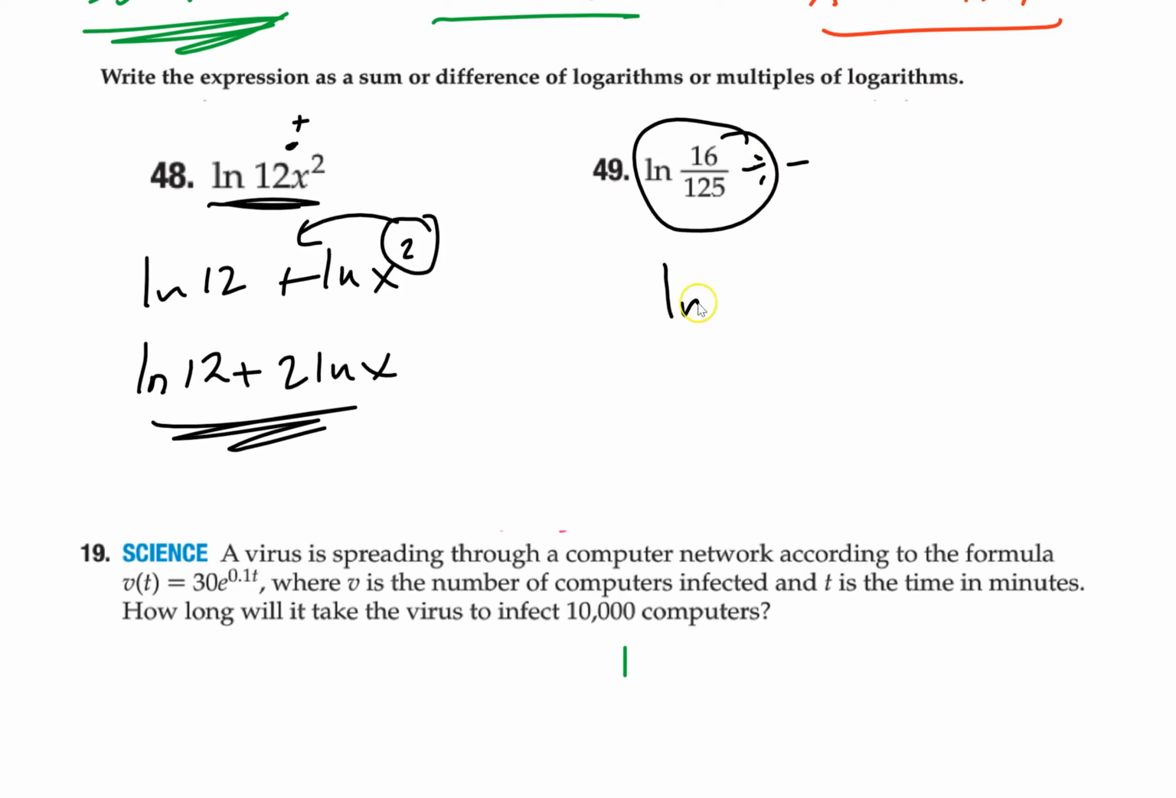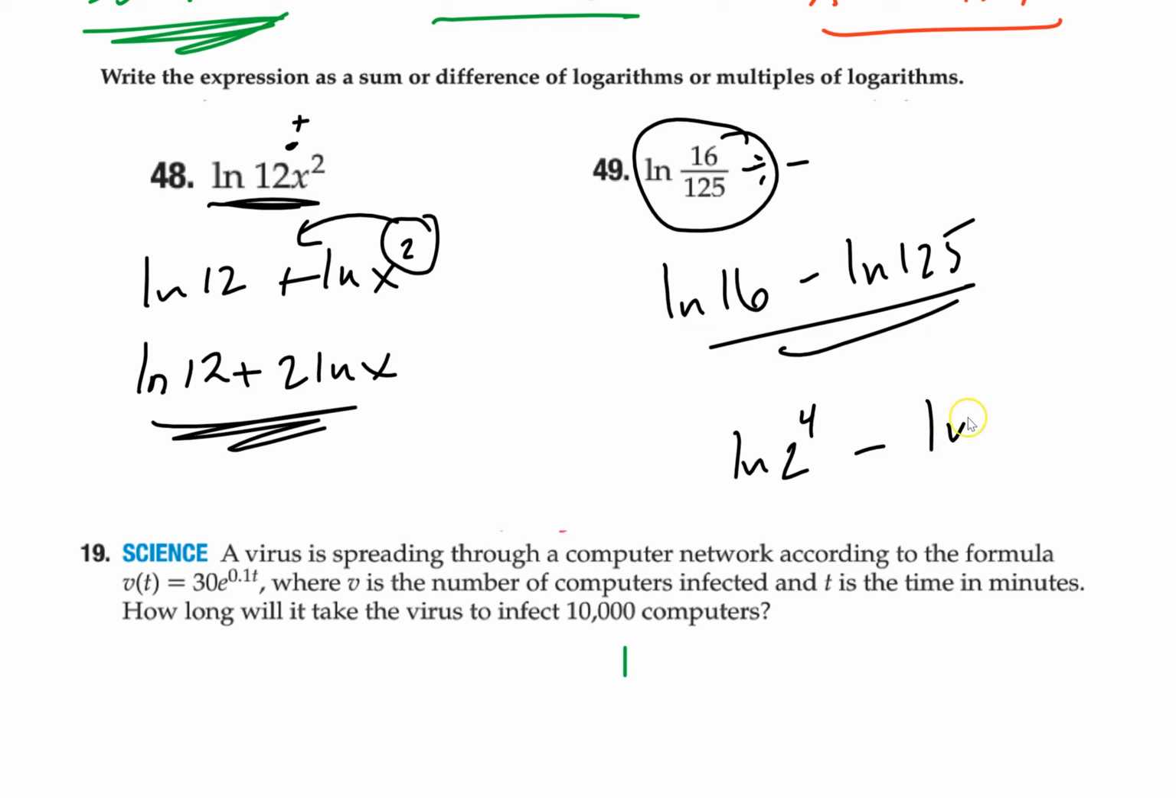So let's do that. Natural log of 16 minus natural log of 125. And you're done. Unless you want to be a go-getter and rewrite this as 16 is 2 to the 4th minus natural log of 5 cubed. And then you can move that to the front, 3 natural log of 5. But they're the same thing. If they didn't show you powers, you don't have to write it. So that's good. This is a little better.